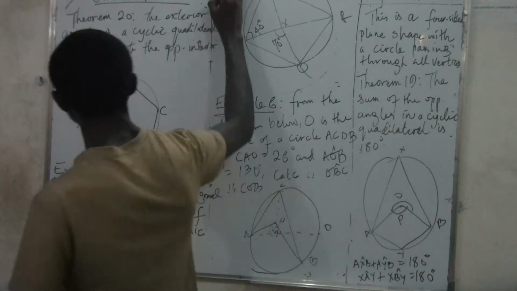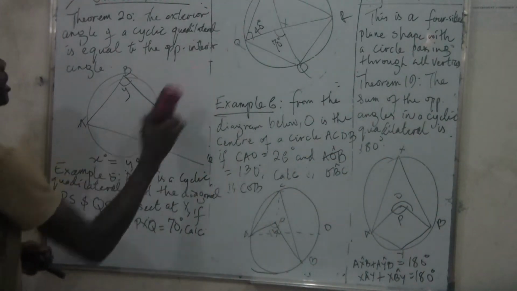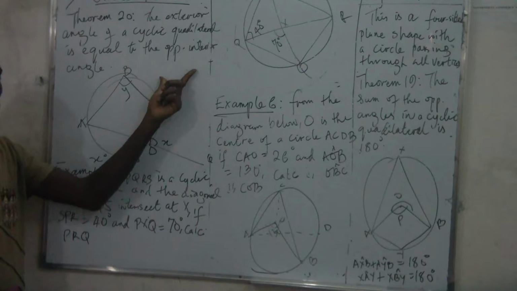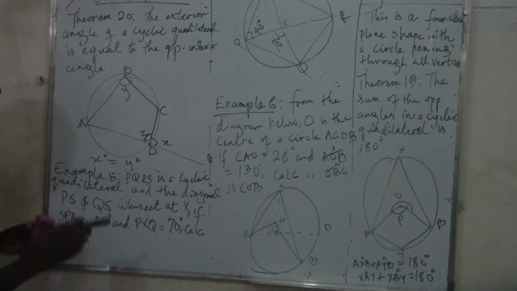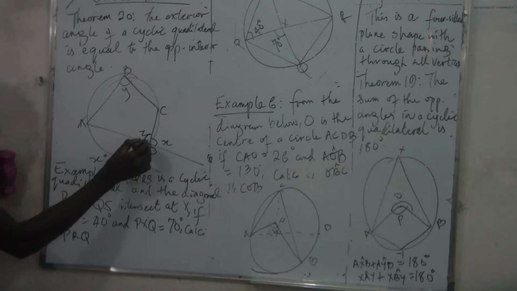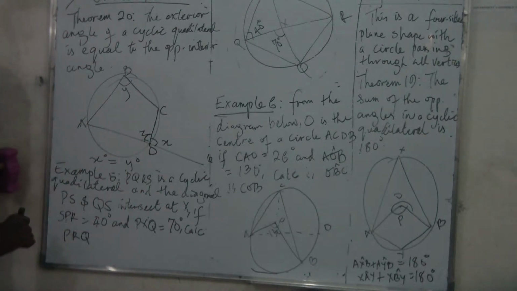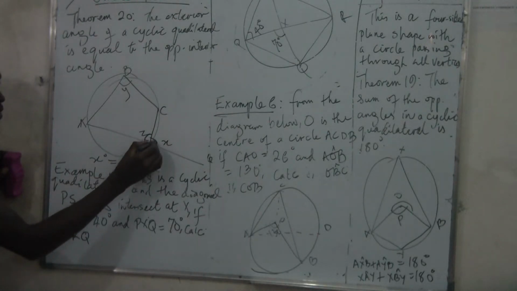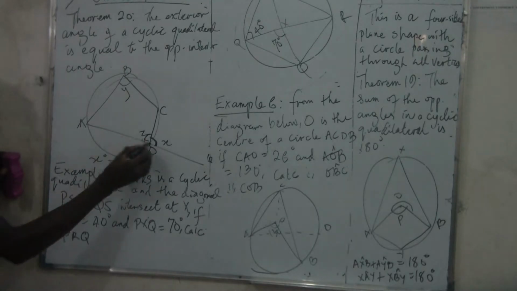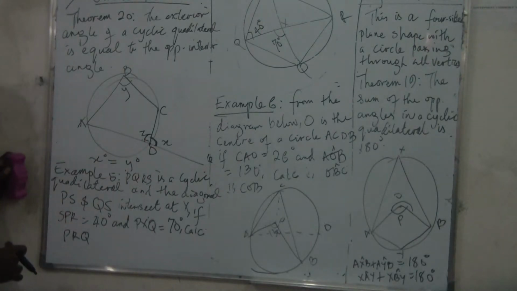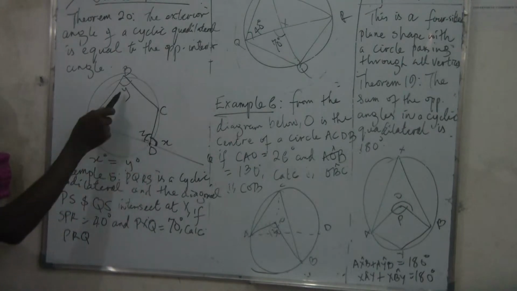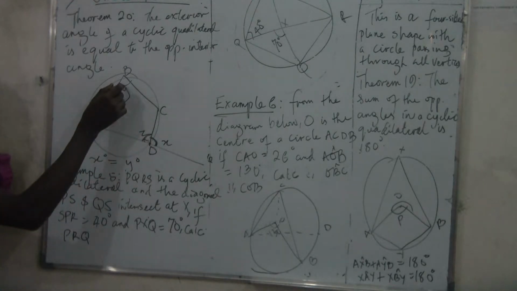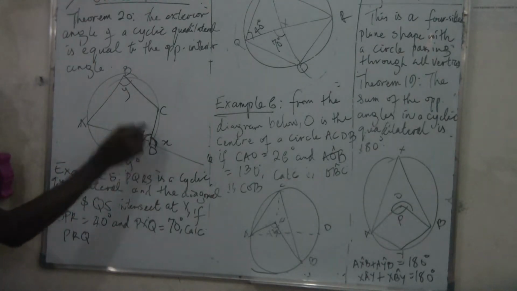The next theorem we'll look at is theorem 20, which says the exterior angle of a cyclic quadrilateral is equal to the opposite interior angle. In a cyclic quadrilateral of this nature, there's a point here that is just about the end of the circle, and we can draw an exterior angle. These two angles are adjacent. So from this theorem, we are saying that angle X is equal to angle Y, because the opposite angle to Z is Y. So this exterior angle X is equal to Y.